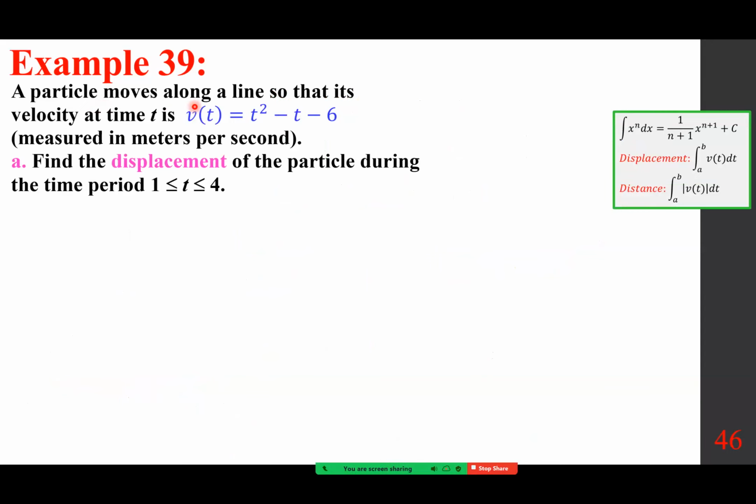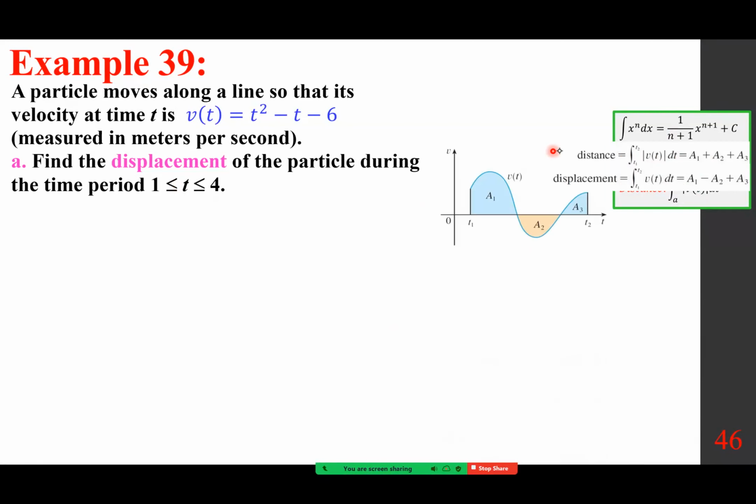A particle moves along a line so that its velocity is given as such. Find the displacement from 1 to 4, reminding everybody that displacement is the integral from a to b of v of t dt, whereas distance is the absolute value, everything that is covered. Again, basically displacement means from point A to point B. Distance means if you covered, I don't know, zigzag, you have to consider everything. That's really the bottom line.